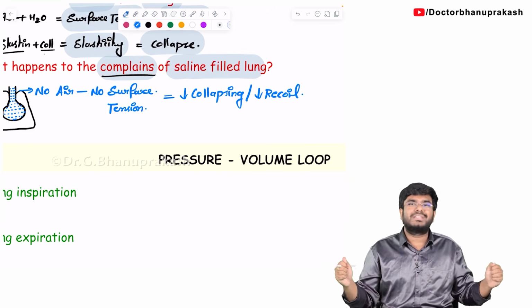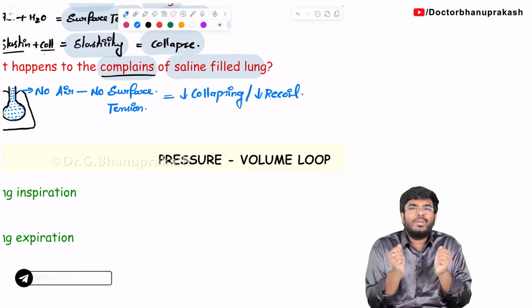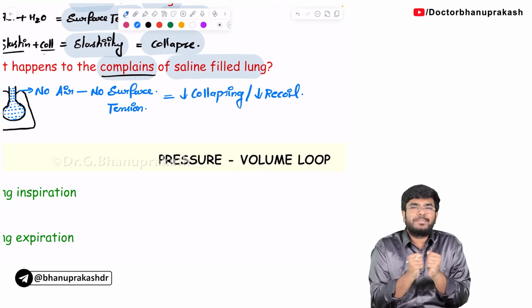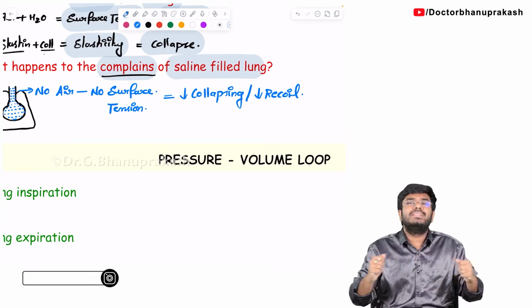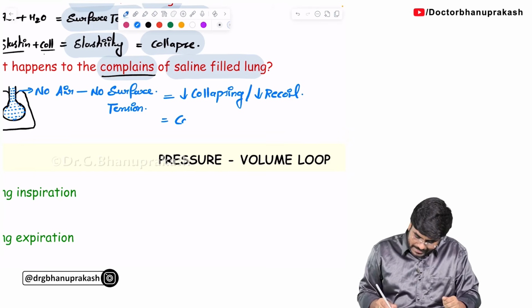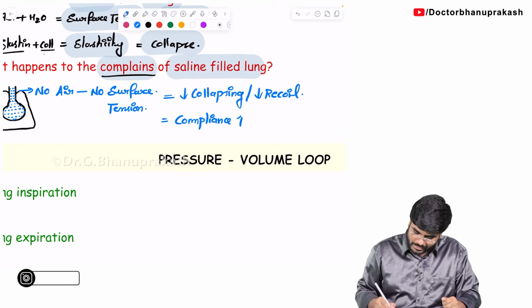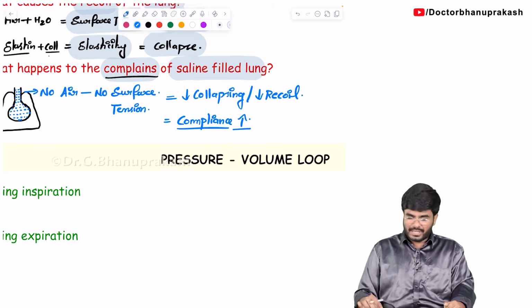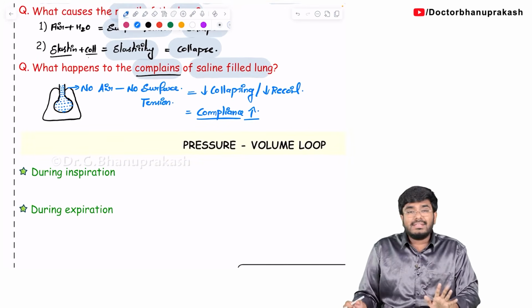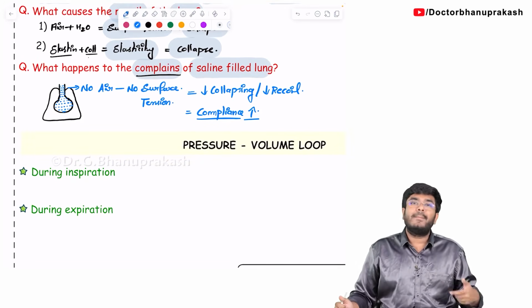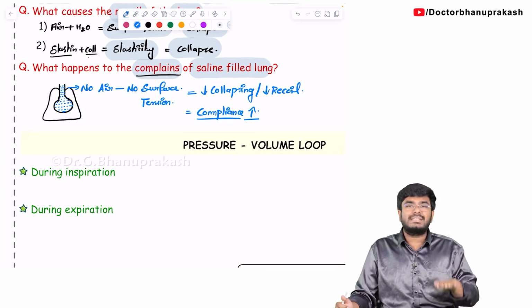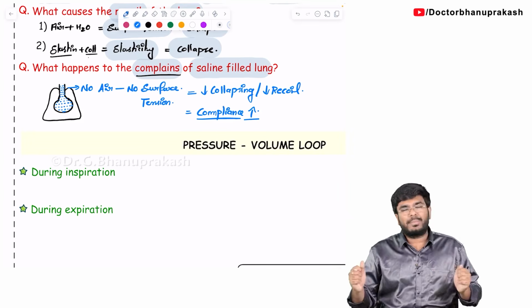Now it is easy to stretch because the lungs are not going to collapse. That inward collapsing is less. So it is easy to stretch. So what will happen to the compliance? Compliance will be more. Now it is easy to stretch the lung. So saline filled lungs are always easy to stretch. The compliance will be more because there is less collapsing force, less surface tension.